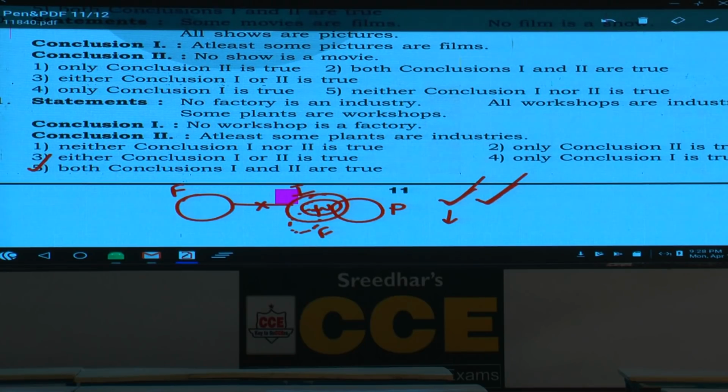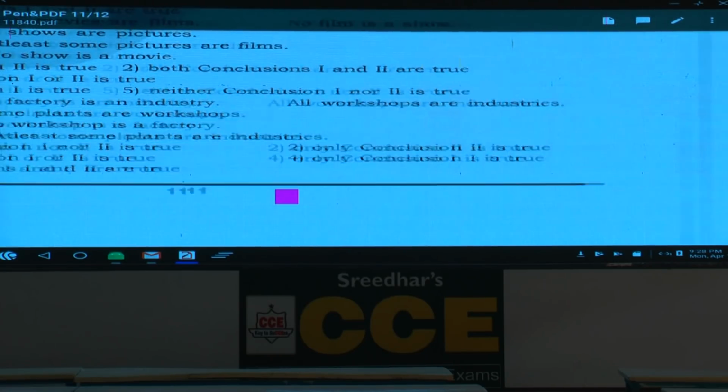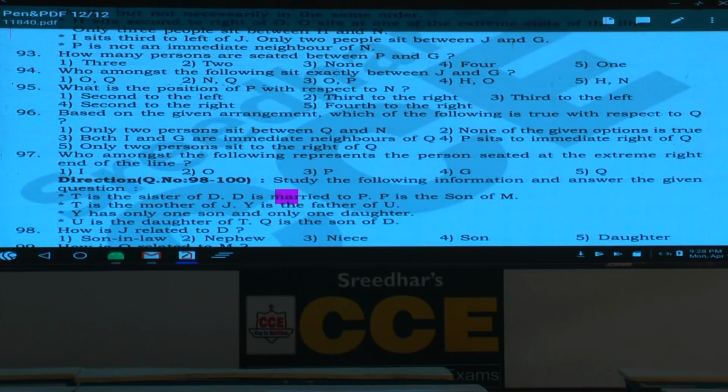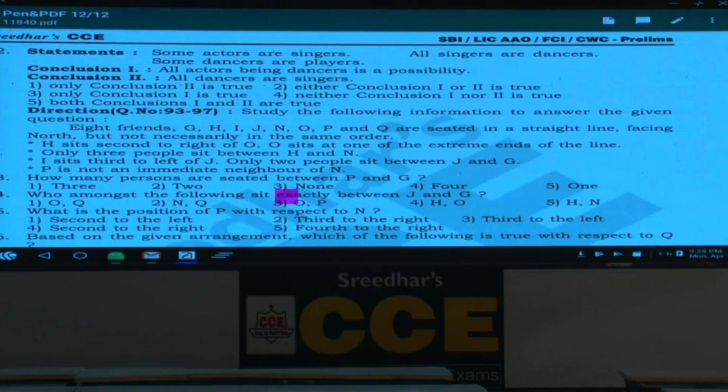Then question number 92. Now in this question number 92, tell me what is the information given here. Some actors are singers. Some of the actors are singers can be written like this, actor and singer. And all singers are dancers. And some of the dancers are players. Now this is the basic diagram here.